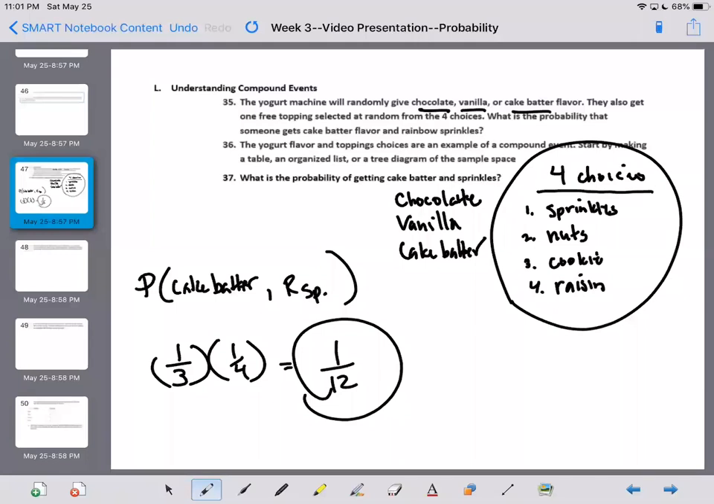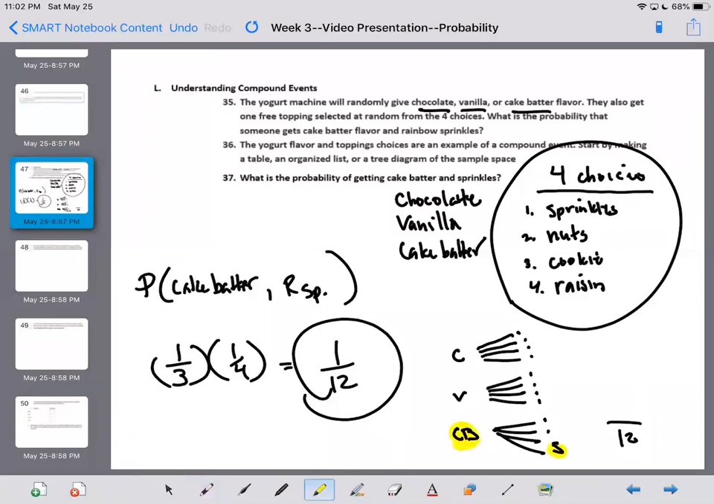Now, you could use a tree diagram to check on this. You'd have chocolate, vanilla, and cake batter. And then you're just going to have 4 options. And so of these 4, 8, 12 possibilities, you're looking for cake batter and sprinkles. There's only going to be 1 of those. So that outcome is 1/12.